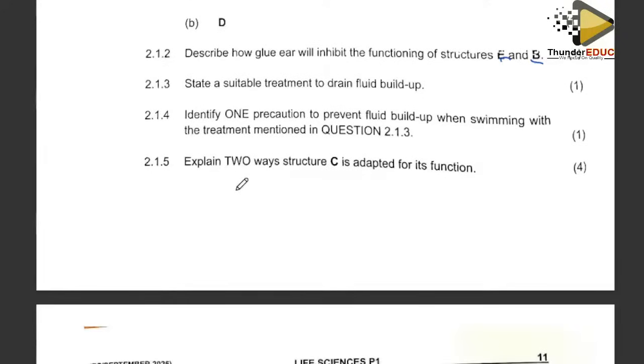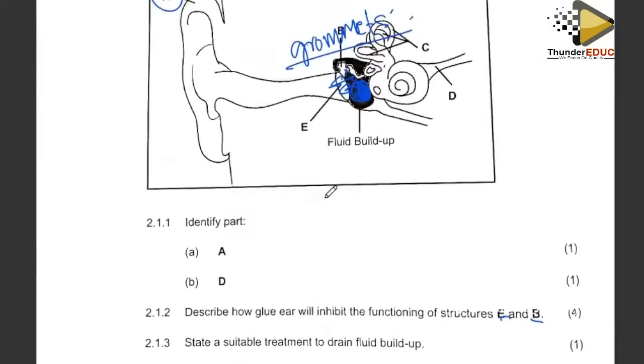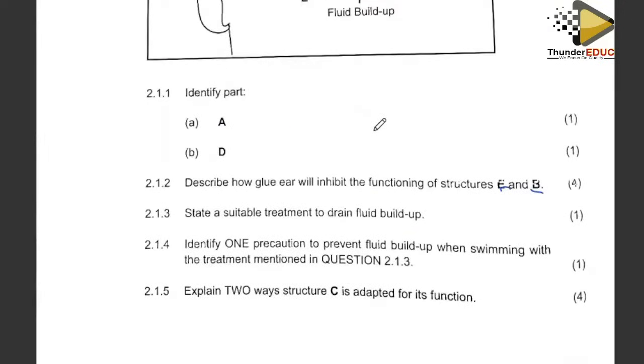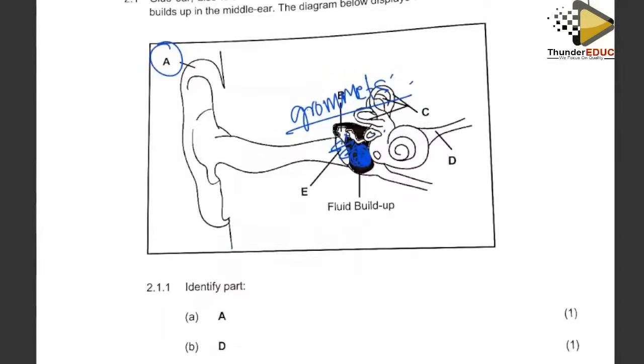They're saying, explain two ways in which structure C is adapted to its function. Structure C is the semicircular canals. If you look at the semicircular canals, they have different planes. They are arranged at right angles. Check, check, and check. They are arranged in right angles.